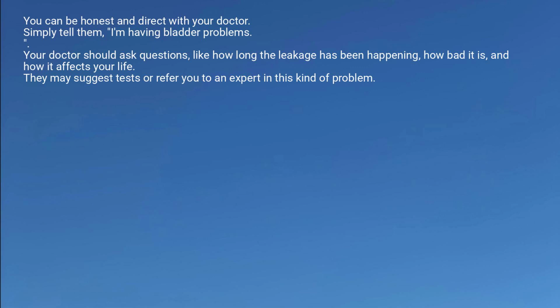You can be honest and direct with your doctor. Simply tell them, "I'm having bladder problems." Your doctor should ask questions, like how long the leakage has been happening, how bad it is, and how it affects your life. They may suggest tests or refer you to an expert in this kind of problem.